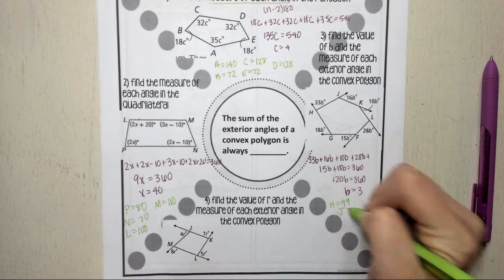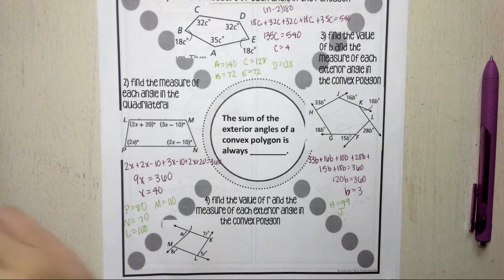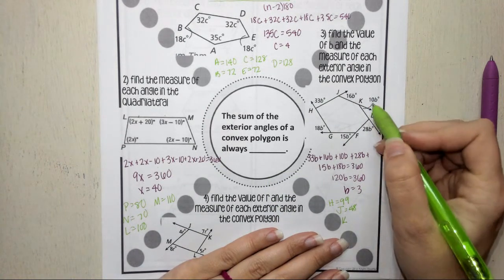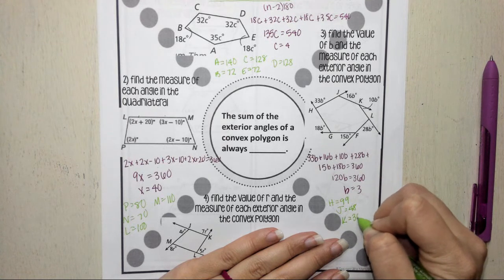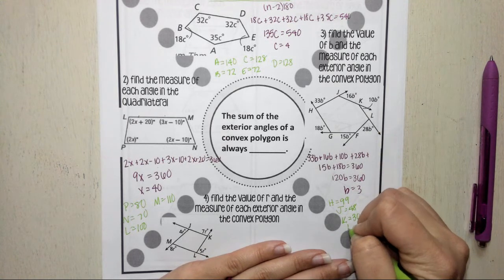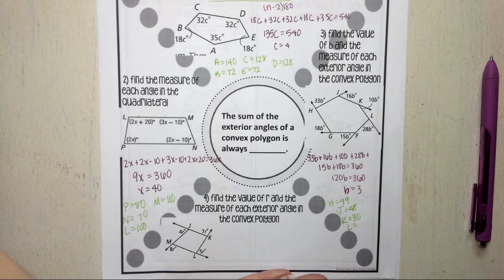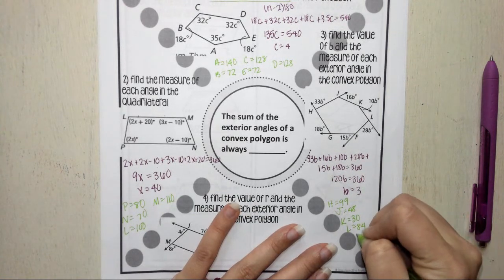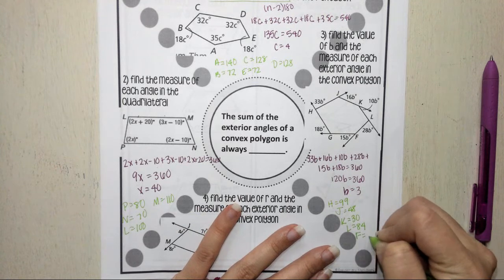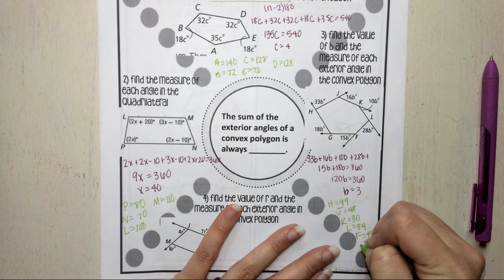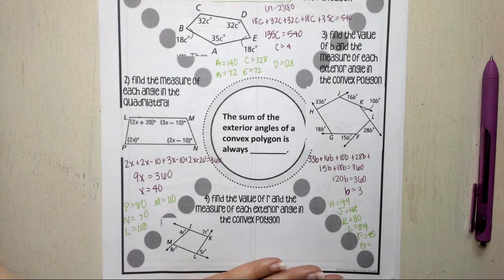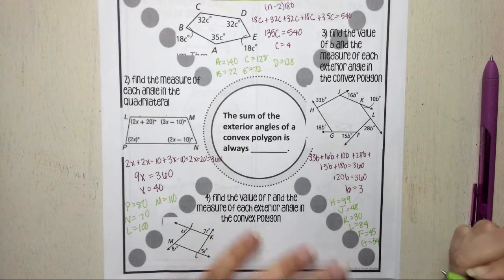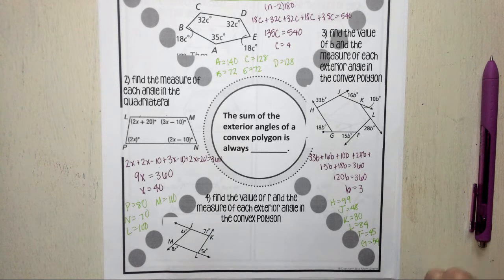And then I'm going to go to j. 16 times 3 is 48. K. 10 times 3 is 30. L. 28 times 3 is 84. F, 15 times 3 is 45. And G, 18 times 3 is 54.